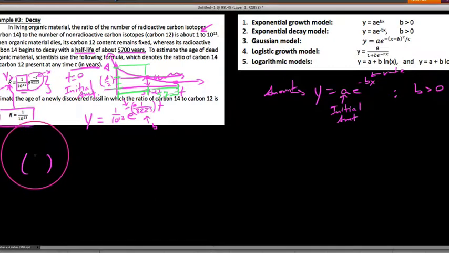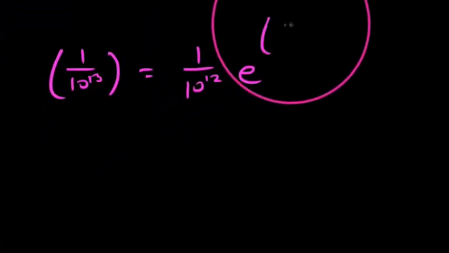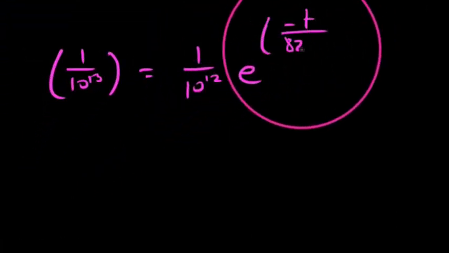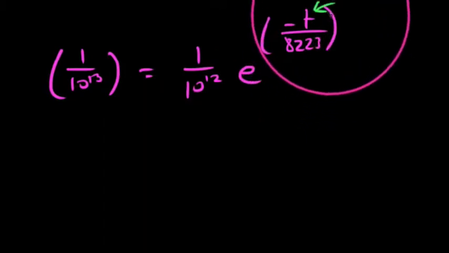So in this case, we say r, which is 1 over 10 to the 13th, is equal to 1 over 10 to the 12th times e to the negative t over 8223. What we want to do is solve for this t value, of course. So what we are going to do is this.